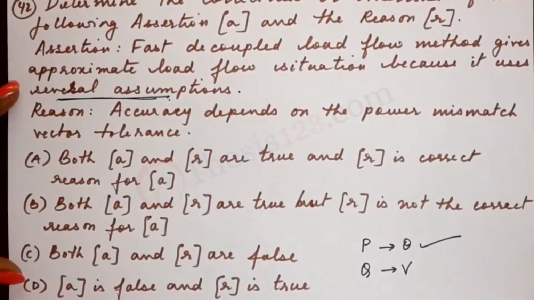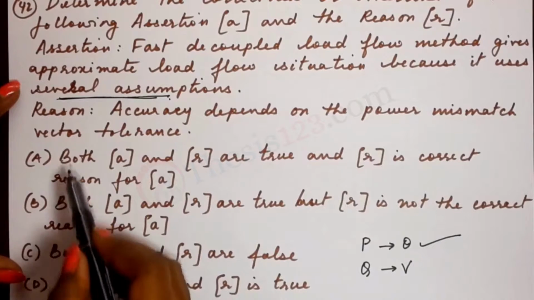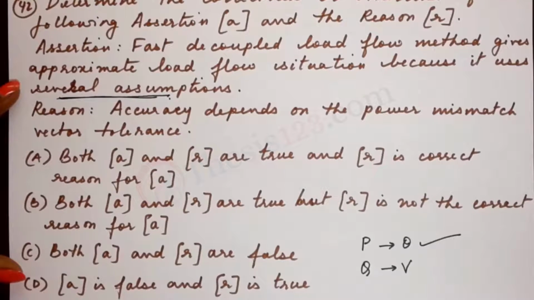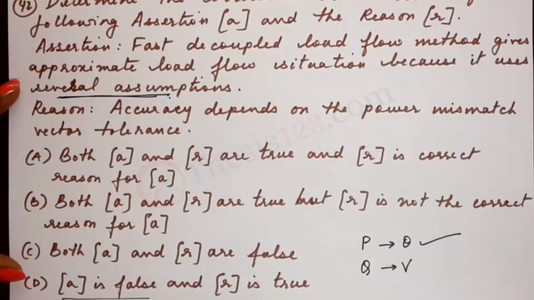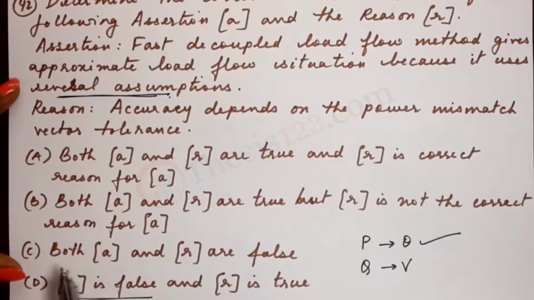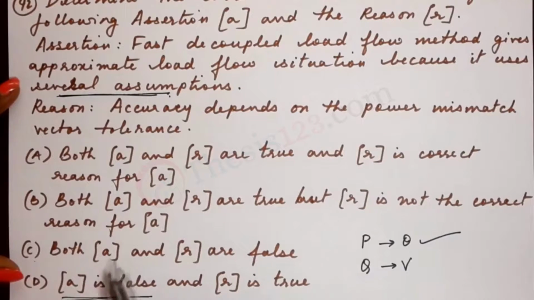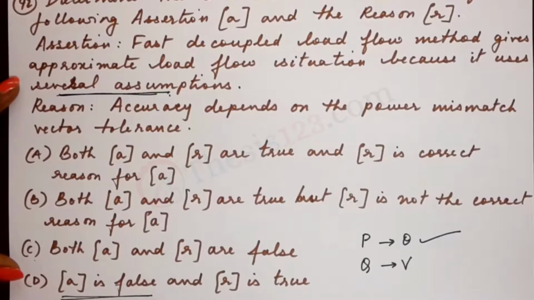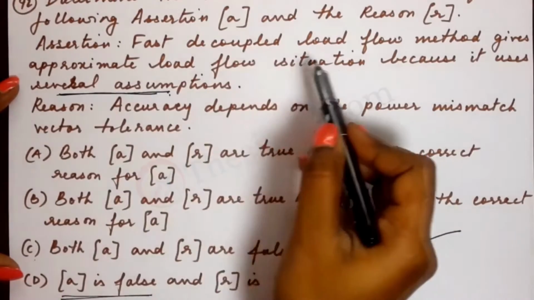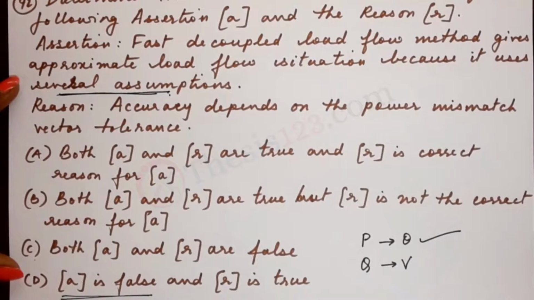So this tells us that A is false. It is not true. And if you look at the options here, the fact that A is false is present only in option D. Oh, option C is also given. Okay, so it's either option C or option D, one of these two, which says that A is false. Now A is false because fast decoupled load flow methods don't have several assumptions in them.